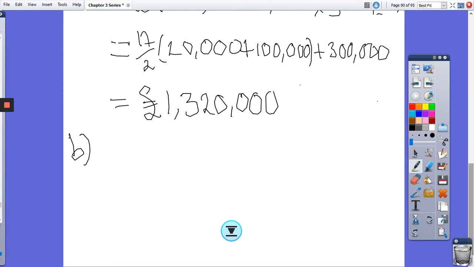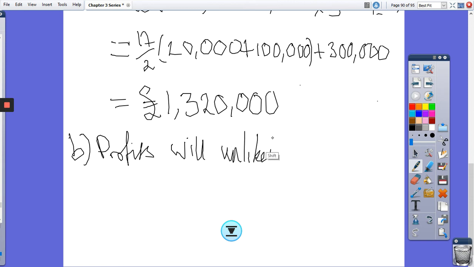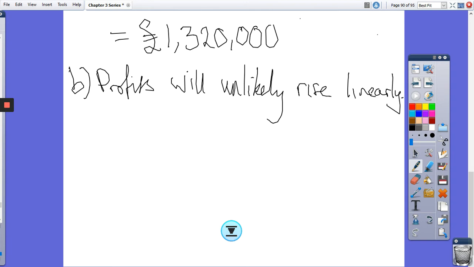So one reason why it might not be a suitable model: profits will unlikely rise linearly, or in a linear fashion, or whichever way that you want to do this. Okay, so what about part C?